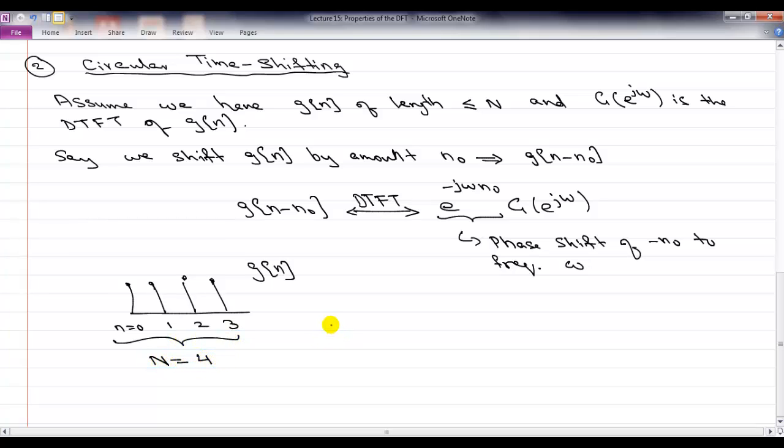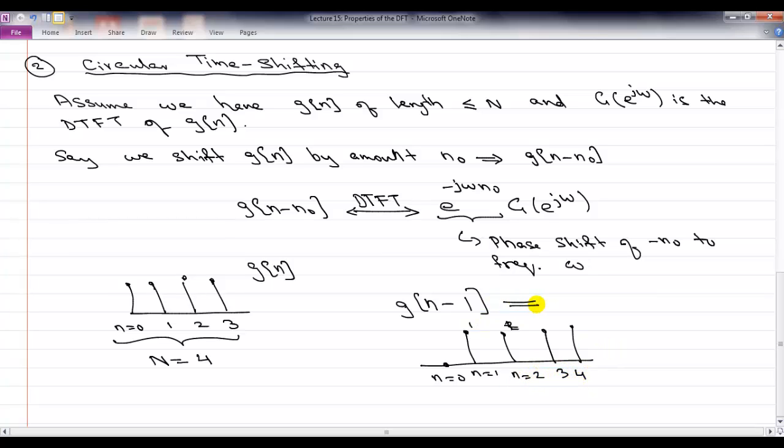Okay. So I can compute the 4-point DFT of this. And now let's say I am interested in g of n minus 1. So just shift it by 1. What happens? I have 0 at n equal to 0 now. I have n equal to 1 is 1, 2, 3, 4. Well, this shifted sequence, according to the way we defined length, has a length now equal to 5.